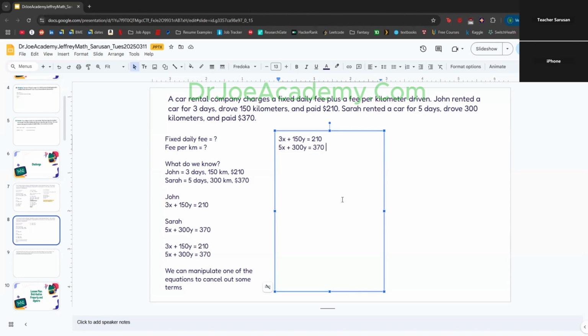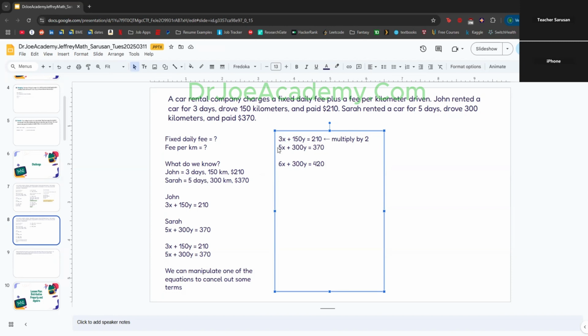So you're on the right track. You would have to do one operation like division. But in this case, we'd actually have to multiply instead. What we can do here is take this first equation and multiply it by 2. We just take each term and multiply by 2. So 3x times 2 is 6x. 150y times 2 is 300y. And 210 times 2 is 420. So does that make sense so far?